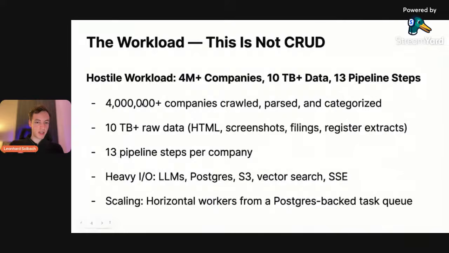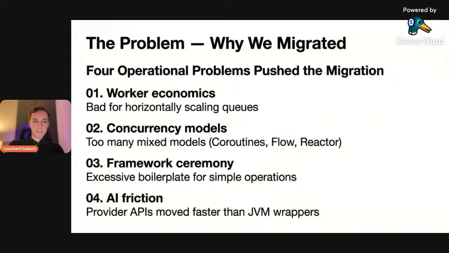We have 13 pipeline steps right now per company. And it's very, very, of course, I/O heavy. We're using Postgres, S3, vector search, everything. And what we decided from the very start was, of course, starting with horizontal worker scaling, using a Postgres-based task queue. And as you can probably imagine, this came, of course, with our own problems, especially in the Java ecosystem.